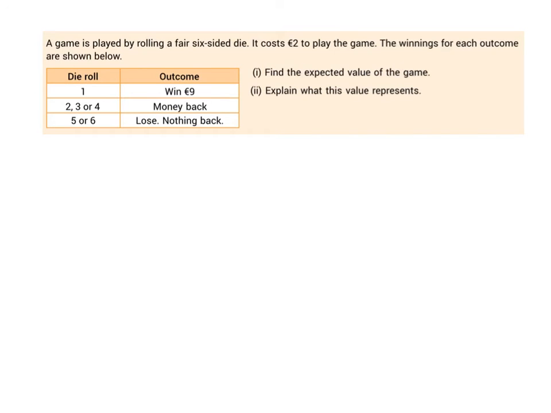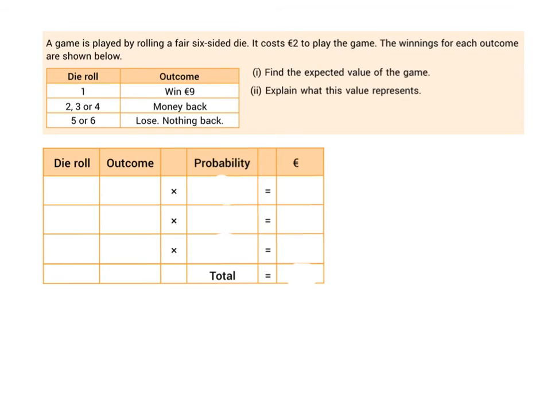Now let's have a look at this question. A game is played by rolling a fair six-sided die. It costs €2 to play the game, and the winnings for each outcome are shown below. Here I have this table drawn out, with a die roll, an outcome, a probability, and the amount in euro. We're told if you roll a 1, you win €9. If it lands on a 2, 3 or 4, you basically get your money back. On a 5 or a 6, you've effectively lost, or you win nothing.